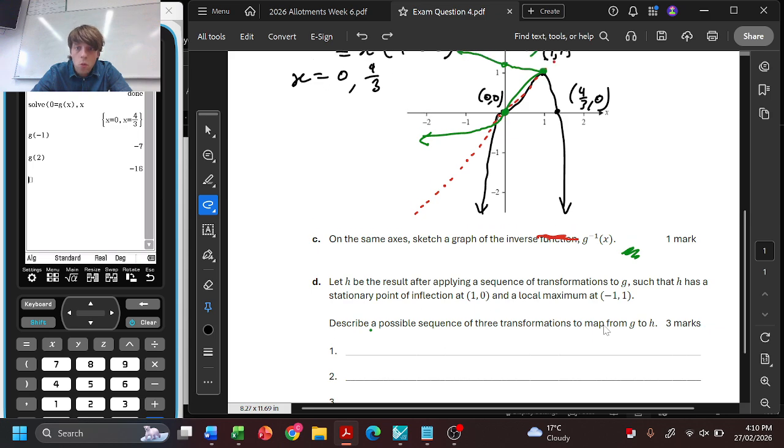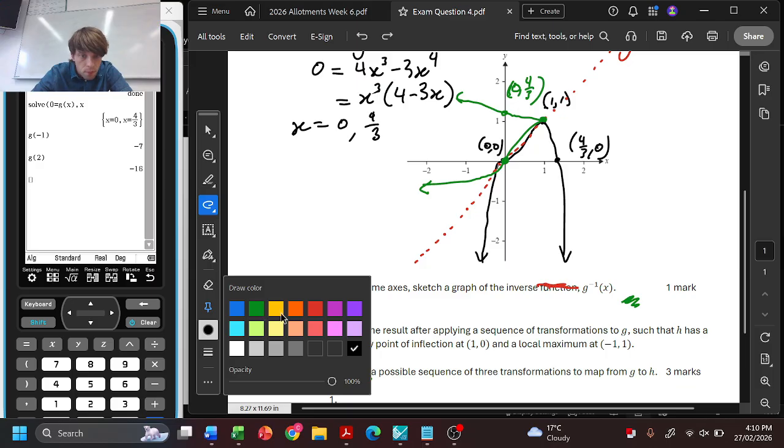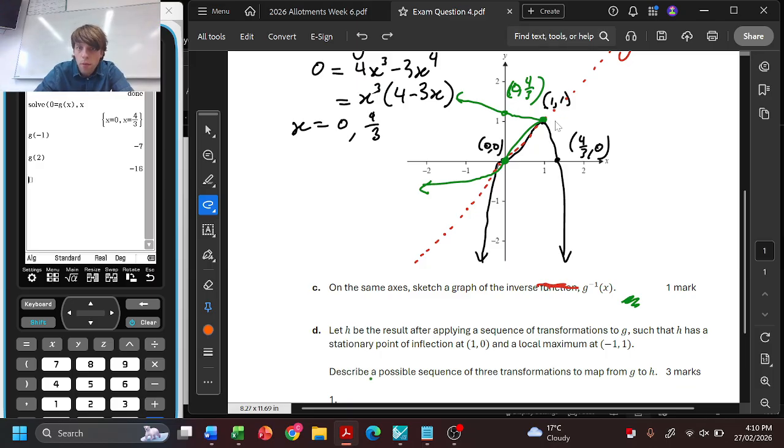Now, in this question, we are told that the transformed function is going to have a stationary point of inflection at (1, 0). So stationary point of inflection, that was this curved bit, right? That curved bit there. That was previously at (0, 0). It needs to end up over here, so it needs to go over here to (1, 0). Okay, so that's where that stationary point of inflection needs to end up.